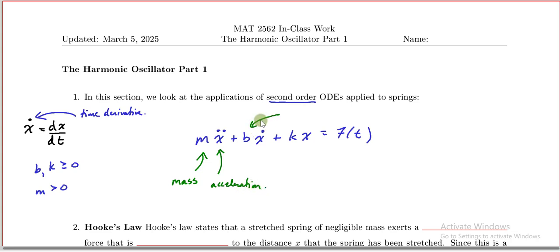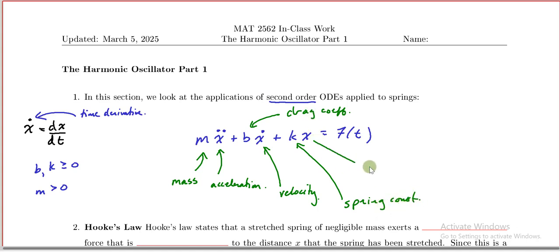Here we've got b. b is going to be our dampening force, or our drag coefficient. x dot is the first time derivative, so that's velocity. k is going to be our spring constant. We'll talk about that in the next bullet. And we've got x, which is our displacement. And then finally, we have our external forcing function, which may be 0. In a lot of our problems, it will be 0, but later we'll see how to work with our spring mass problems when we don't have a 0 external forcing function.